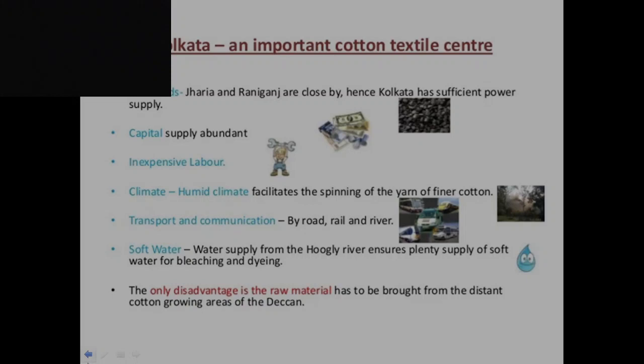Again, last but not the least, the only disadvantage is that the raw material has to be bought from the distant cotton growing area of the Deccan. So that is one of the loopholes, one of the disadvantages, rather than all advantages. So that's the reason Kolkata is an important cotton textile center.